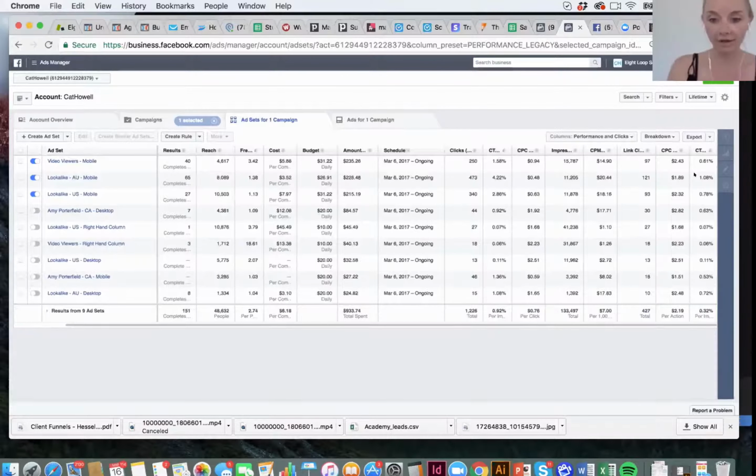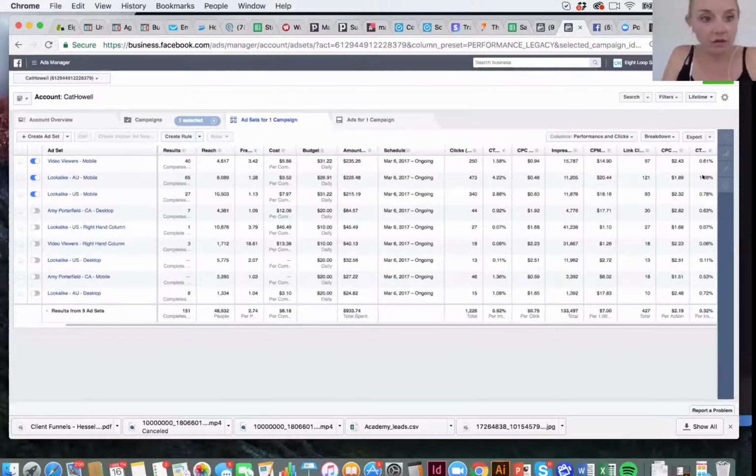So cold audience, you are aiming for a 1% click-through rate. Now, again, guys, link click-through rates, not all clicks click-through rates. So these two are very different to these two. We're looking at clicks to the website, not clicks on the ad. You'll see how this is much, much higher.